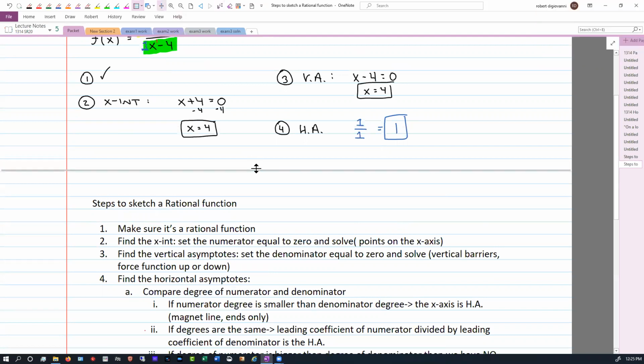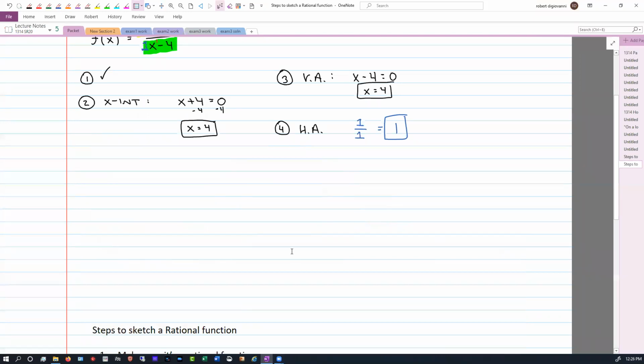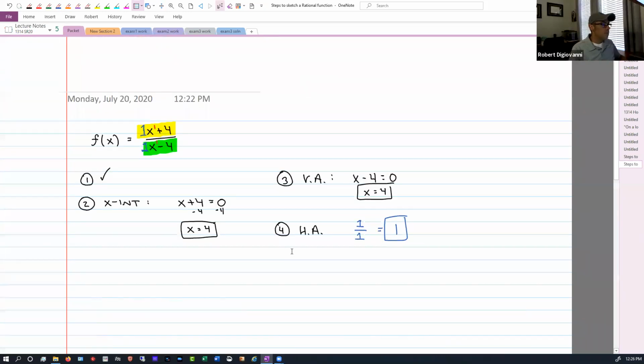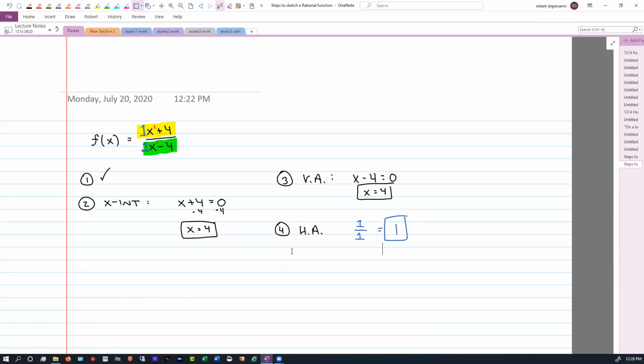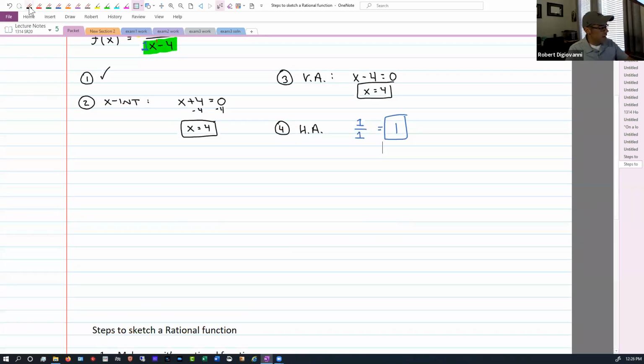Just real quick. When you say degrees, you mean the powers? Yes. Yeah, when I say degree, I mean power. The highest power of x. Okay, so let's try and draw this. This is where things are going to get real weird.